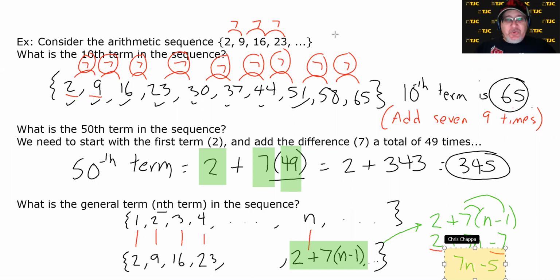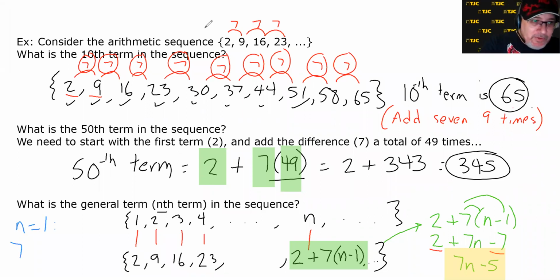Is it the correct answer? Well, we could check it real quick. How? We know what the first 4 terms are. If n equals 1, then what would 7n minus 5 equal? 7 times 1 minus 5, but that's 7 minus 5, which is 2. So that's the correct value.